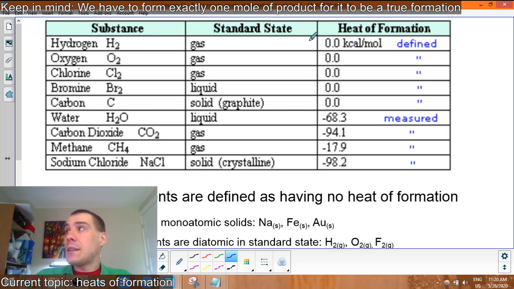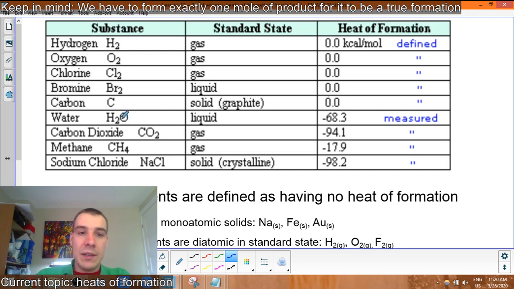But please note that if something's in standard state, hydrogen, oxygen, chlorine, bromine, carbon as graphite, they have 0 heat of formation. This should make sense because they're already existing. They're already raw elements, so it doesn't take any energy to form them from raw elements.